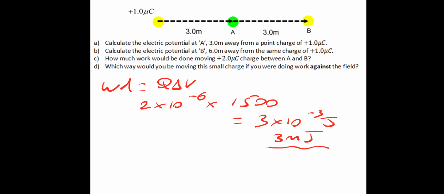Which way would you be moving, so part D, which way would you be moving this small charge if you were doing work against the field? Well, it's a positive charge, so to do work against the field, we'd have to move it towards the other positive charge. So if you said towards the 1 microcoulomb charge or to the left, they're both correct. Okay, let's move on from there.